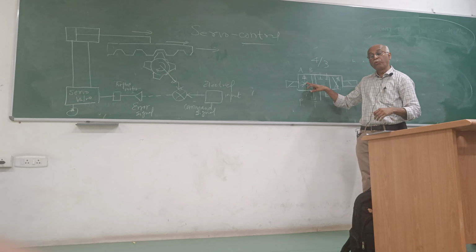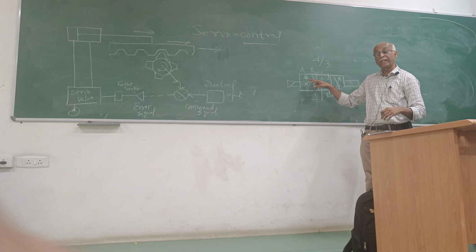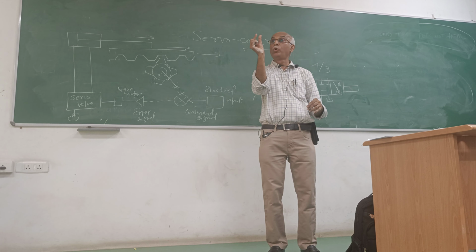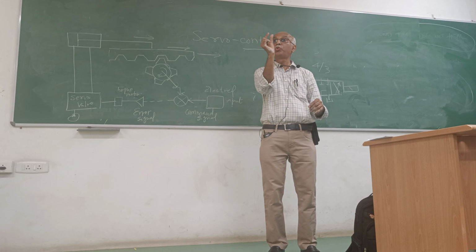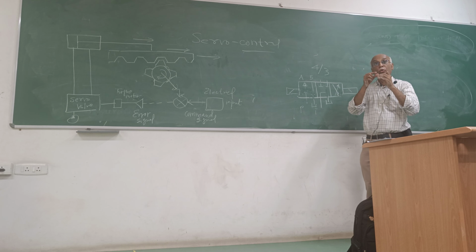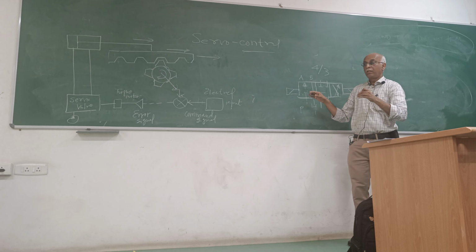Also control the flow to this. And this flow control is based on the spool opening and closing amount. The spool opening and closing without any control is full open or full close. Here, intermediate opening is possible, which will allow a servo.